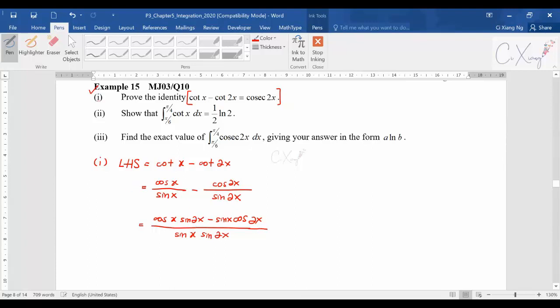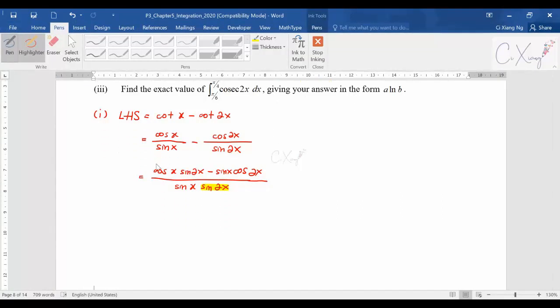How can we continue from here? Maybe you can have a look at your answer on the right hand side. What is cosecant 2x? Cosecant 2x, written in fraction form, is 1 over sine 2x. So you can see that sine 2x is in the final answer here. So in my steps, I will keep this sine 2x, but for the rest of the terms, I will replace them and try to simplify them to become 1. Maybe you can try to think how to apply some other identity here. For the denominator, I'm not going to touch it now, so I will just keep it as sine 2x.